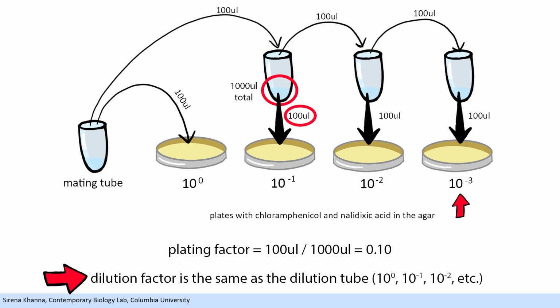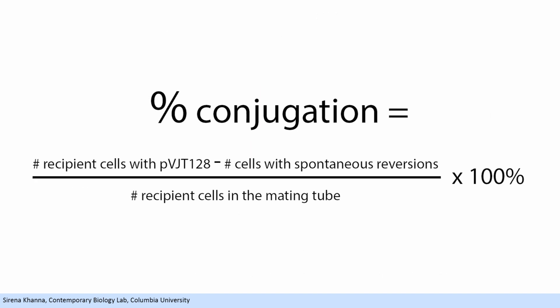Percent conjugation is calculated using this equation: the number of recipient cells with plasmid, minus any spontaneous reversions, divided by the number of recipient cells in the mating tube.